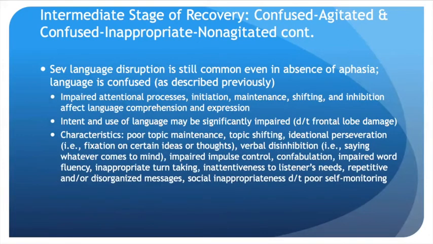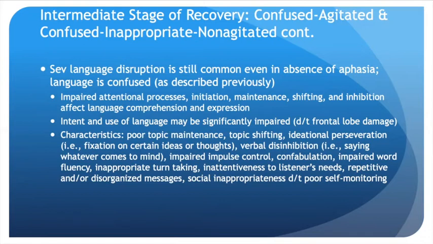There is still severe language disruption in these stages, even in the absence of aphasia, and language is confused, as we talked about previously. So there might be impaired attentional processes, initiation, maintenance, shifting, inhibition deficits, and these might affect language comprehension and expression. So, as we discussed, it's the intent and use of language, pragmatic aspects of language that will be significantly impaired in individuals with frontal lobe damage and TBI.